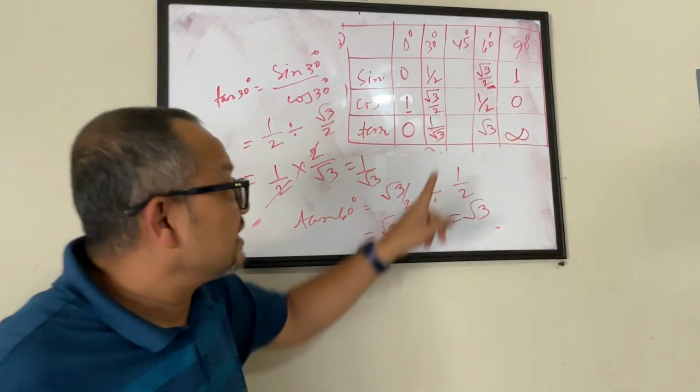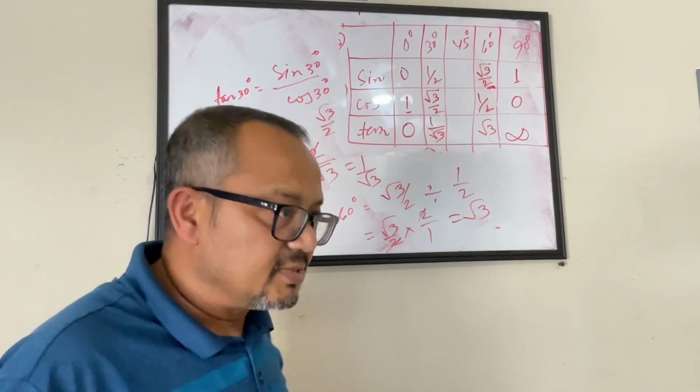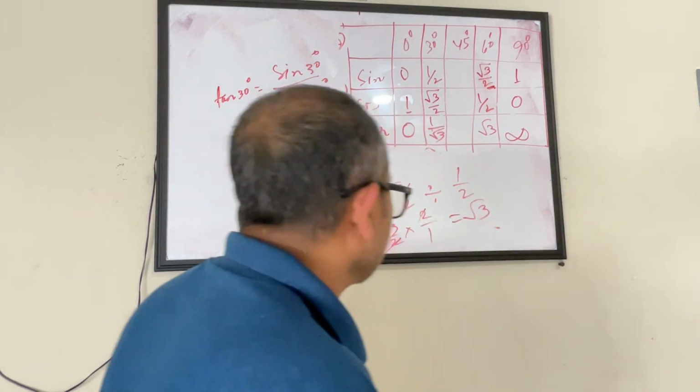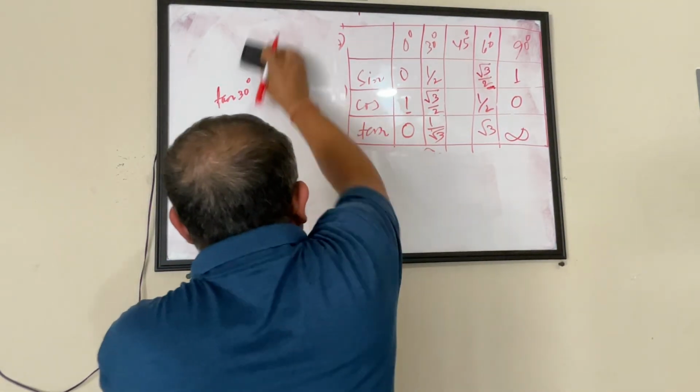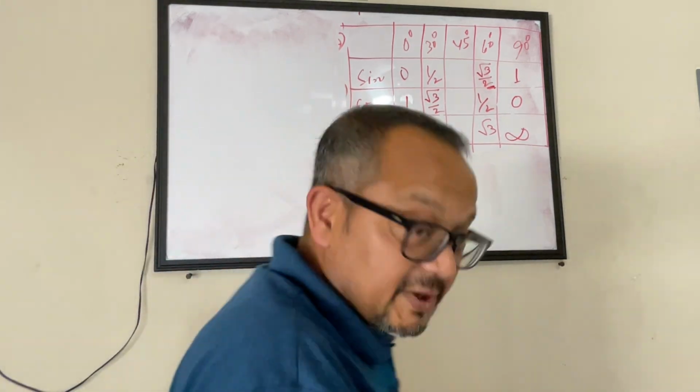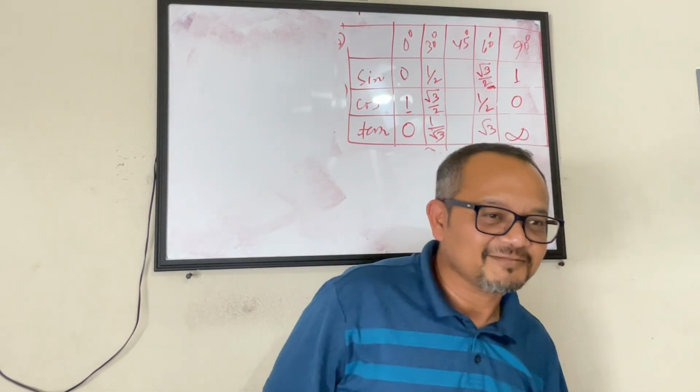Now, the only thing that is remaining is this middle column. Let's find it out. Everybody is here so far, right? Everybody. The whole world is with me. Yeah? Bad joke. Yeah, okay.